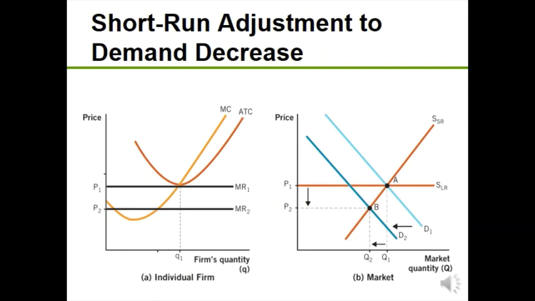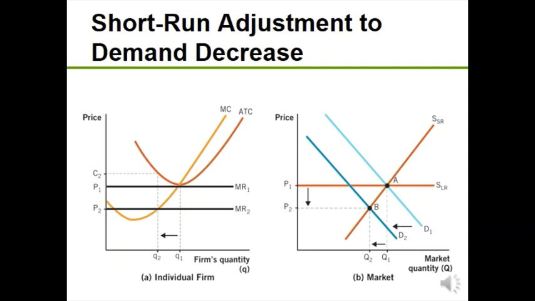Well, in the short run, an individual firm takes this price as given. So they're earning a new marginal revenue, and that's at that price P2. Since the price is lower, the firm needs to reduce its output to maximize profits. They're now producing little q2.